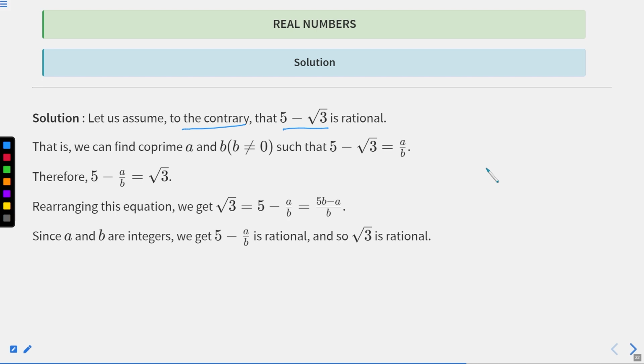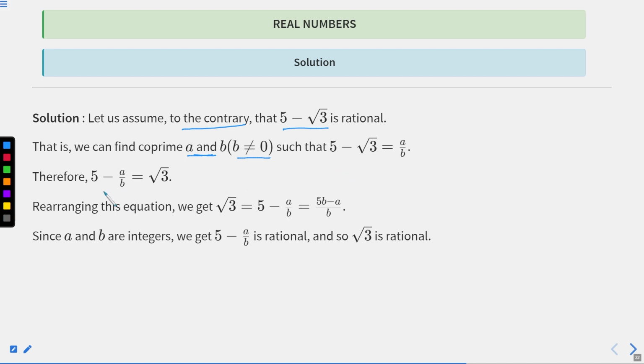Okay, so here we assume 5 minus root 3 is a rational number. That is, we can find coprime a and b, where b is not equal to 0, such that 5 minus root 3 can be written as a over b. So we write 5 minus root 3 is equal to a over b.